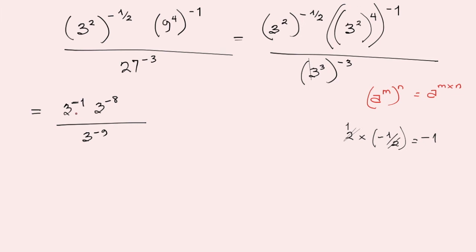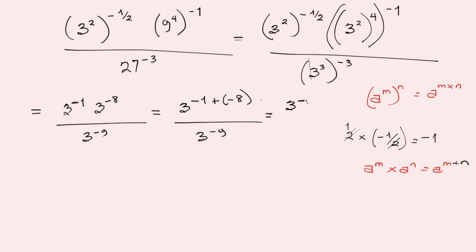So if we solve the numerator parts, which we can do using the law a raised to the power m multiplied by a raised to the power n equals a raised to the power m plus n, that is equal to 3 raised to the power minus 1 plus minus 8 over 3 raised to the power minus 9. Minus 1 minus 8 is equal to minus 9. So 3 raised to the power minus 9 over 3 raised to the power minus 9. Without any further complication, we can tell that these two are equal, so they will be equal to 1. And our final answer is 1.